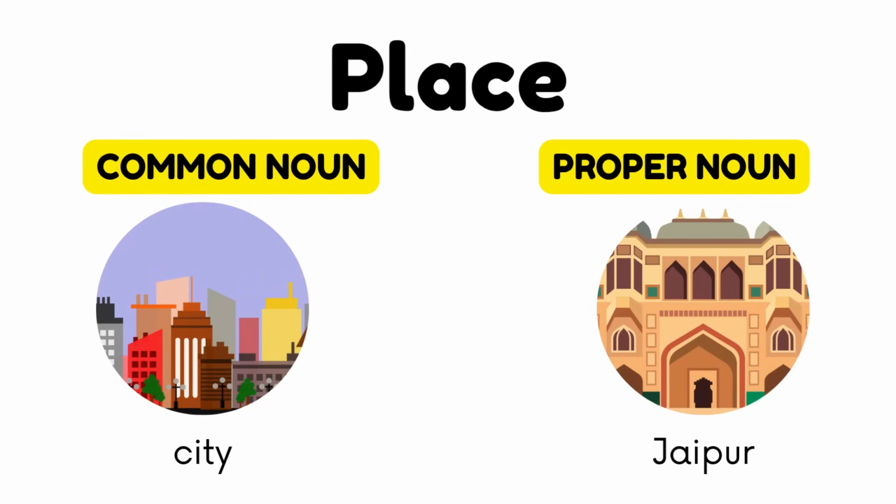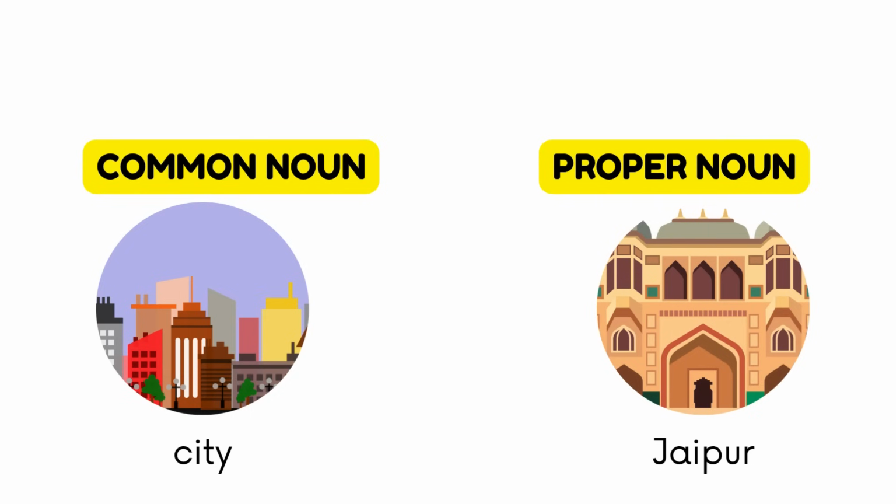There are two cities on your screen. On your left, it's just a city. It can be any. And on your right, it's a specific city named Jaipur. So, city is a common noun. That's why we do not capitalize the first letter of it. But Jaipur is a proper noun, so we do capitalize the first letter of it.